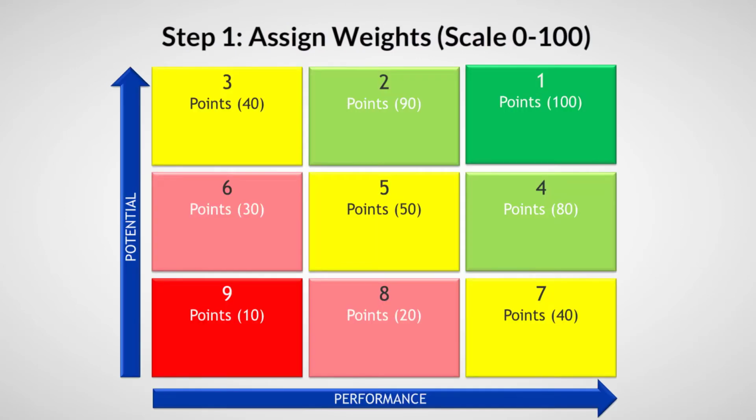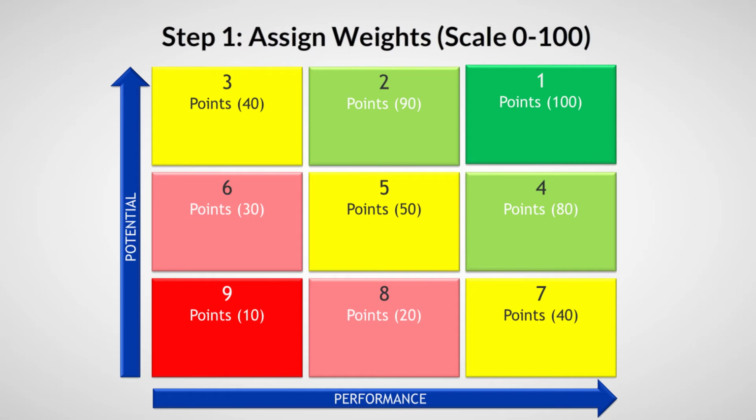The first step in the process is you want to assign scoring weights to the 9-box grid. So in the top right-hand box, which is the best box, it's worth 100 points. And the bottom left, which is the worst box, it's worth 10. And in between, you can see how the different point values change. You might ask yourself, why are we assigning points to each individual box? And it's because it allows us to calculate a KPI once we look at our entire talent pool.